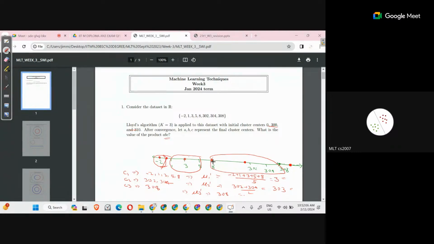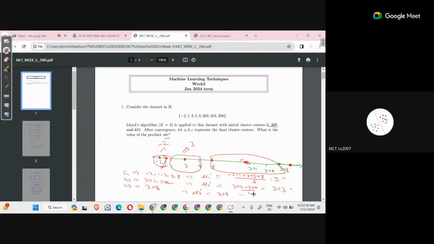Yeah. So see, in that case, what will happen is that this is your cluster center one, so -2 only. For this one, 1, 3, 5, the cluster center is 3 only, and for this one, it will be somewhere between these two, closer to 300. So this cluster center got changed, but these two won't be affected. Only C will move toward this point, but we won't reach this solution.